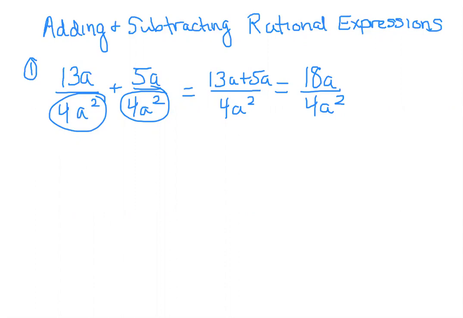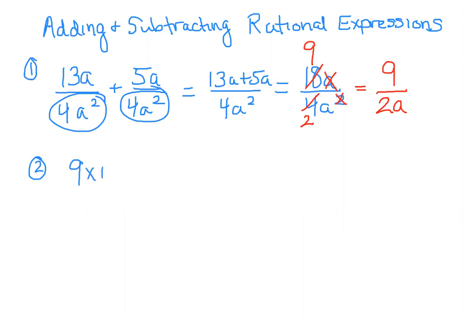And then the last step is simplifying the remaining expression. So we're going to see what we can simplify here. 2 goes into 4 twice. 2 goes into 18 9 times. 1a on top. There's 2 a's on the bottom. So this becomes 9 over 2a. And that's the answer.